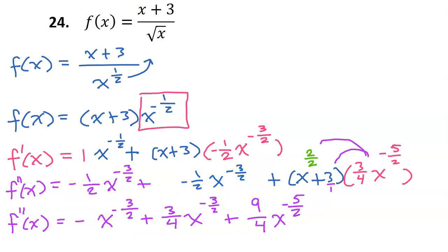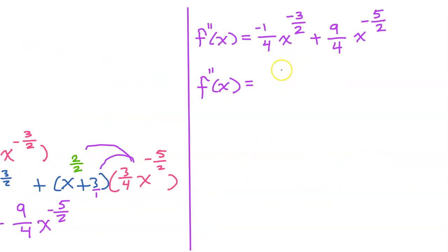Once again, we have like terms with the -3/2 power. So I will think of this as -4/4 x to the -3/2 power. So on the next step, we will be adding -4/4 plus 3/4. So this should be -1/4 x to the -3/2 power.